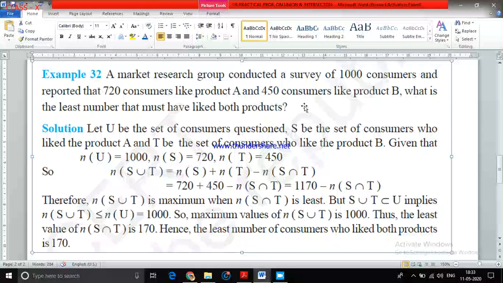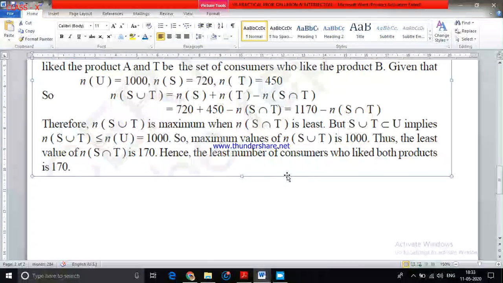Next, S represents product A. So 720 is the people who are liking product A, so n(S) equals 720. Then T represents product B, so n(T) is 450. Now I already know the formula: n(S union T), they like product A or product B, equals n(S) plus n(T) minus n(S intersection T). That was the formula.